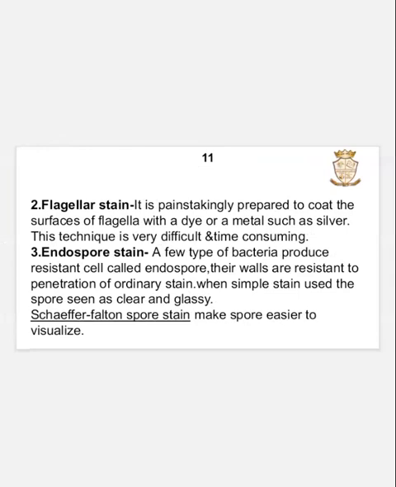Endospore stain. A few types of bacteria produce a resistant cell called an endospore. Their cell walls are resistant to penetration by ordinary stains. When a simple stain is used, the spore is seen as clear and glassy.